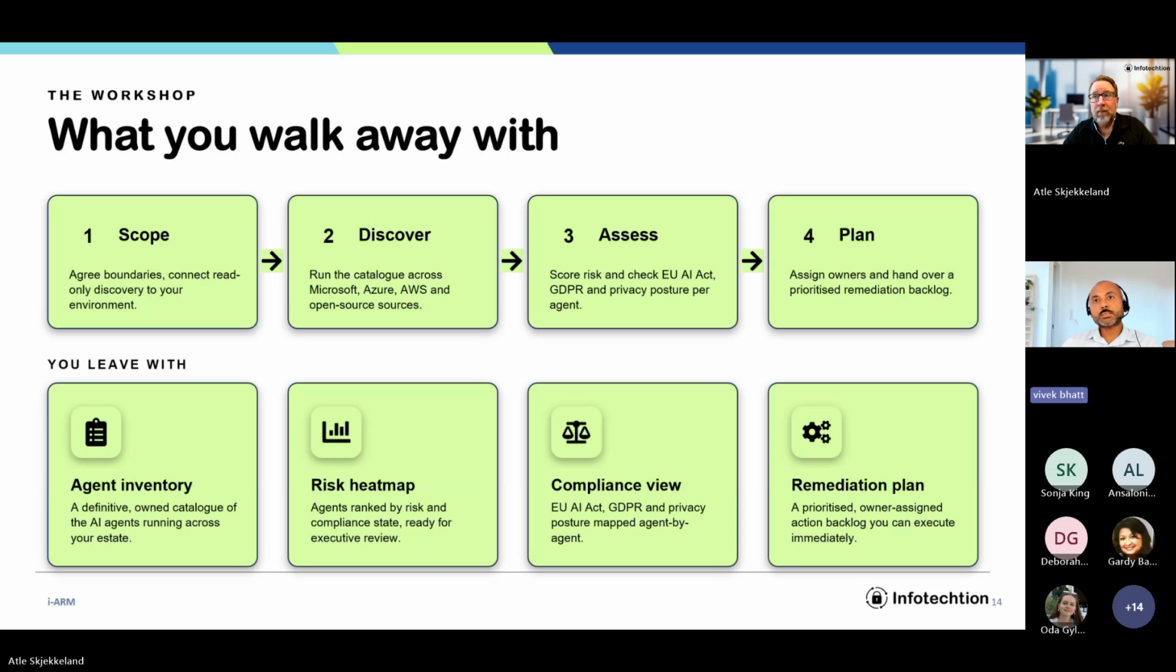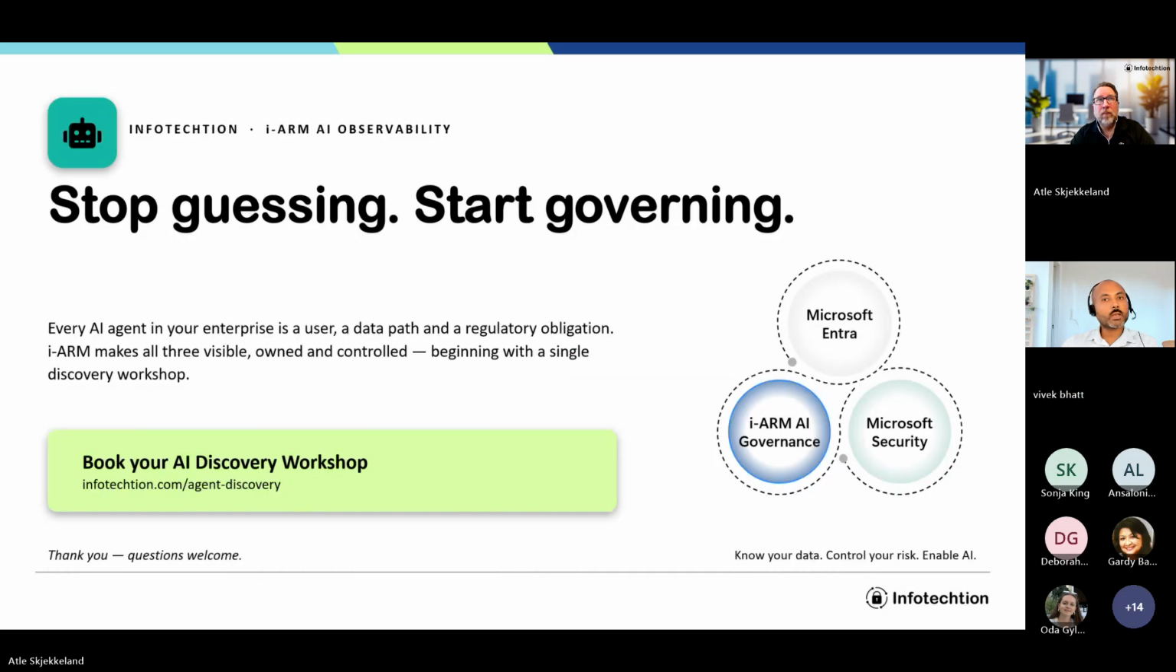This is a great opportunity, this kind of agent inventory, to at least know what you've got, and then you can start to build your plan around governance. So stop guessing, start governing.